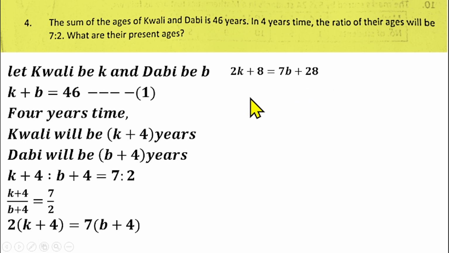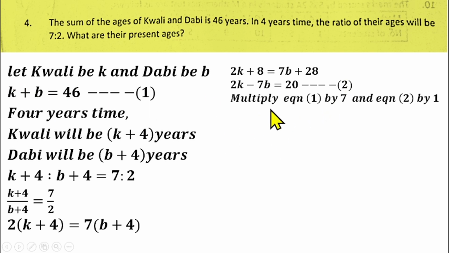Collect like terms as well. We'll have 2K minus 7D equals 28 minus 8. That gives us 20. So you can call this one equation 2. We can now solve these two equations simultaneously by eliminating one of the unknowns. So let's try to eliminate D. We need to first make their coefficients equal. So you can multiply equation 1 by 7 and multiply equation 2 by 1.